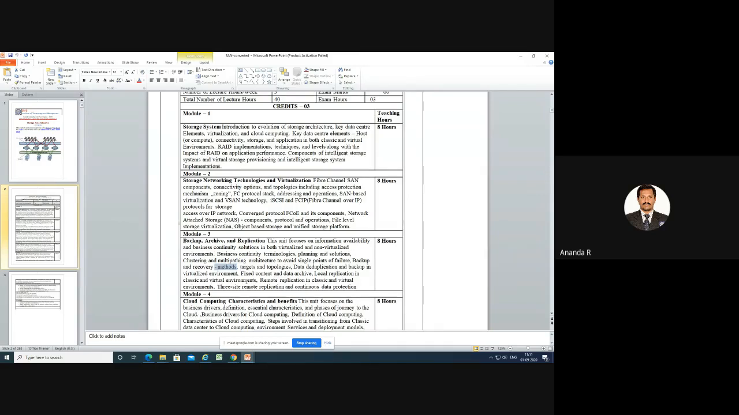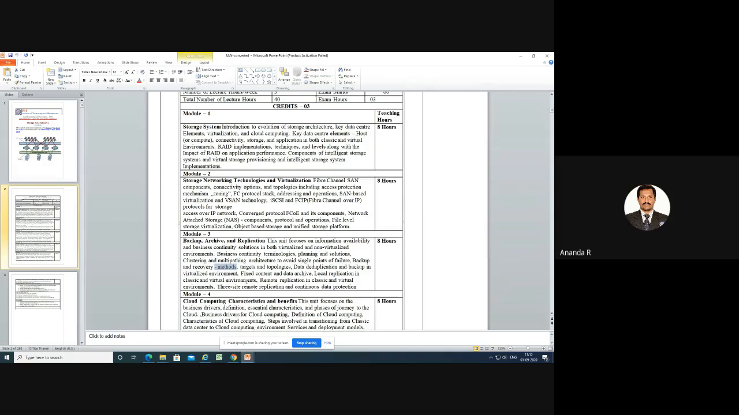Then targets and topologies, we're going to study, and data duplication and backup in the virtualized environment. There are two environments, virtualized and non-virtualized. How is the data duplicated, and if needed, how do we take a backup copy in the virtualized environment? That is also a very important point that we're going to study in module number 3, along with targets and topologies.